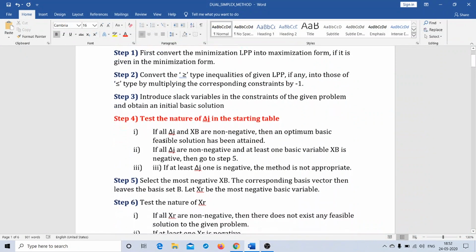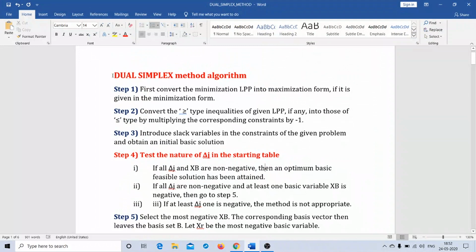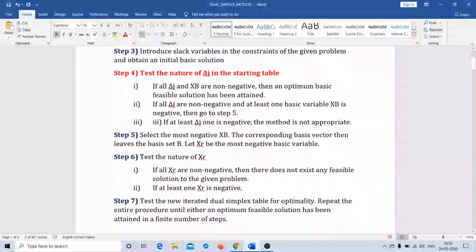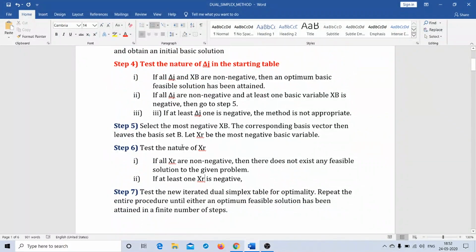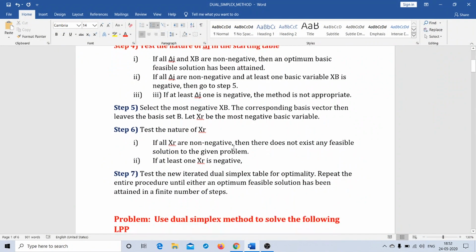Now closely observe step 4, right, which is test the nature of delta j in the starting table. Now this is the difference in terms of drawing the conclusion whether the obtained solution is optimal or not. So we will see how this particular step 4 plays a vital role in problems where we use the dual simplex method or dual simplex algorithm to solve linear programming problems. These are the remaining three steps. So let us straight away jump into the problem.